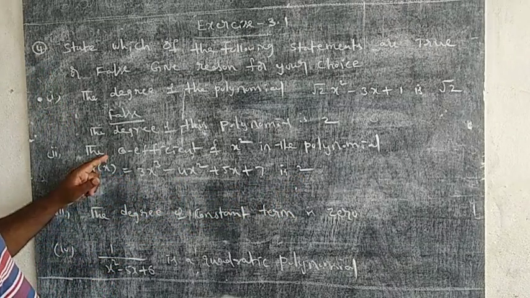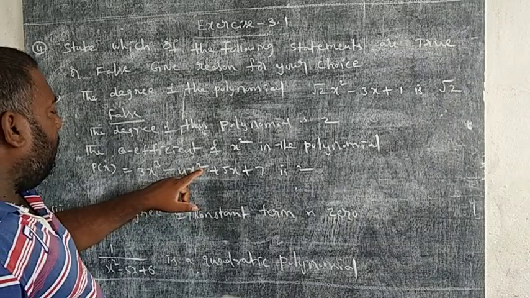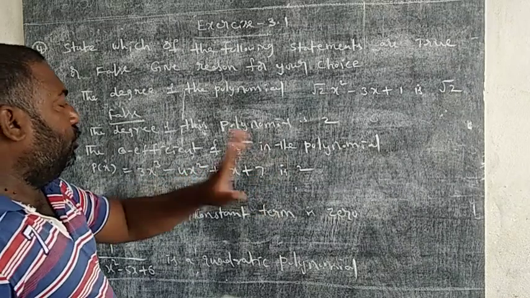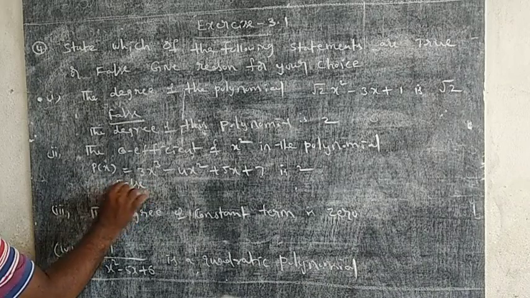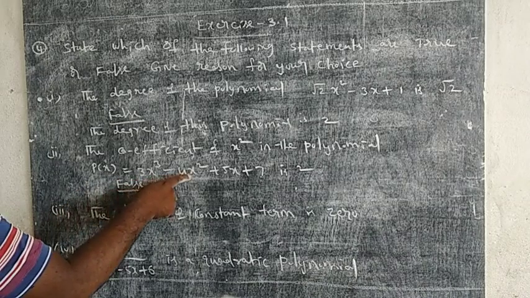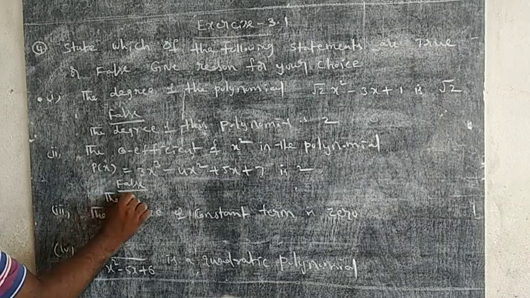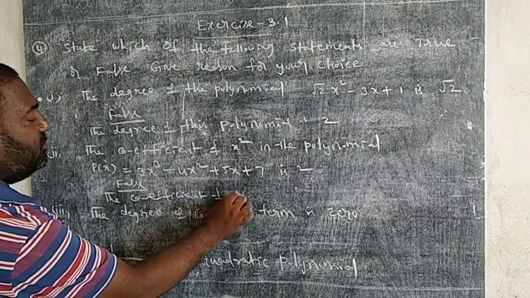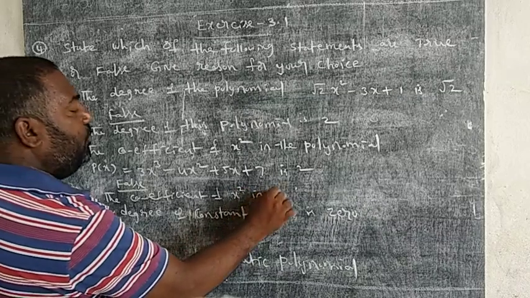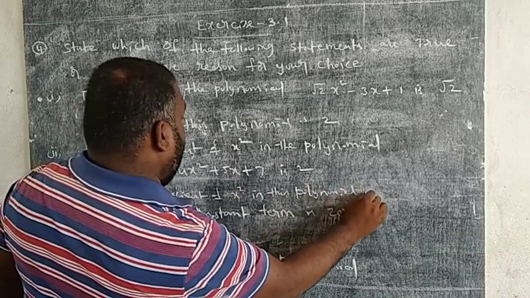So here the statement is false. Why? Because here the coefficient of x square is minus 4, not 2. So that is the right answer. The statement is false. The reason is the coefficient of x square in this polynomial is minus 4.